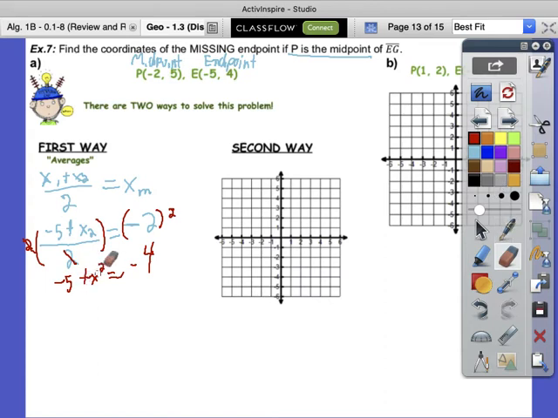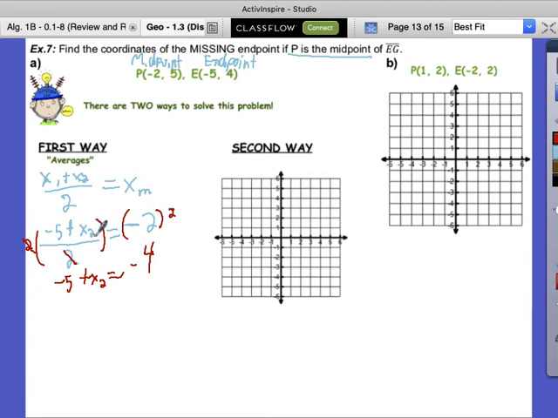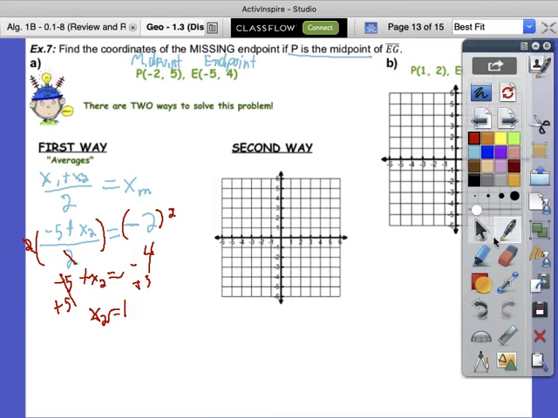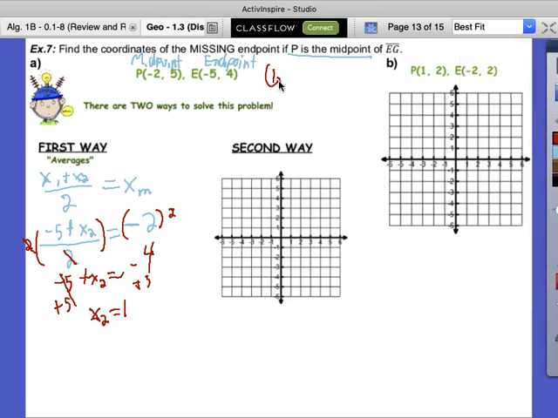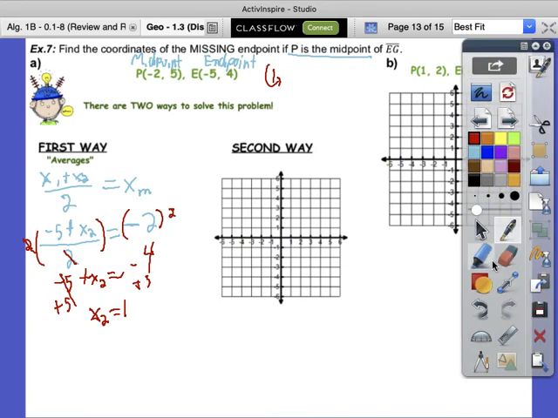Now, that's not x squared, excuse me. I miswrote that. I'm probably confusing you with that. That is x sub 2, not x squared. Same as it was here. I add 5. And what's my x2 value? 1. My x2 value is 1. Meaning that my second point is going to be 1 comma something. We just need to figure out 1 comma what.